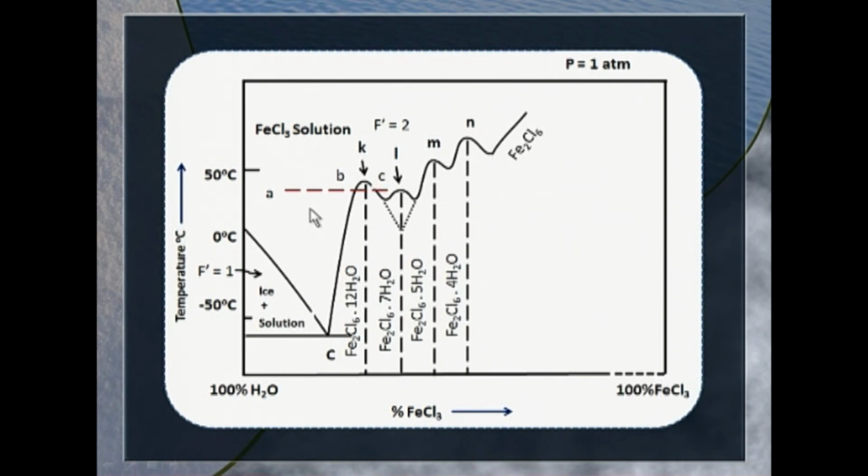Some unusual observations have been made in this ferric chloride water system. If you start with point A here, this is the region in which we have ferric chloride is dissolved. That means you have an unsaturated solution.